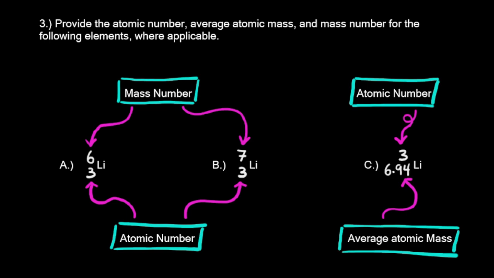Both of the lithium isotopes have a number 3 for atomic number. Notice that the values of 6 and 7 are mass numbers, and they are not the average atomic mass. Mass number is the sum of the protons and neutrons and is presented in isotope notation as a whole number, not a decimal. In option C, 3 is equal to the atomic number, which is the number of protons, and 6.94 is the average atomic mass.